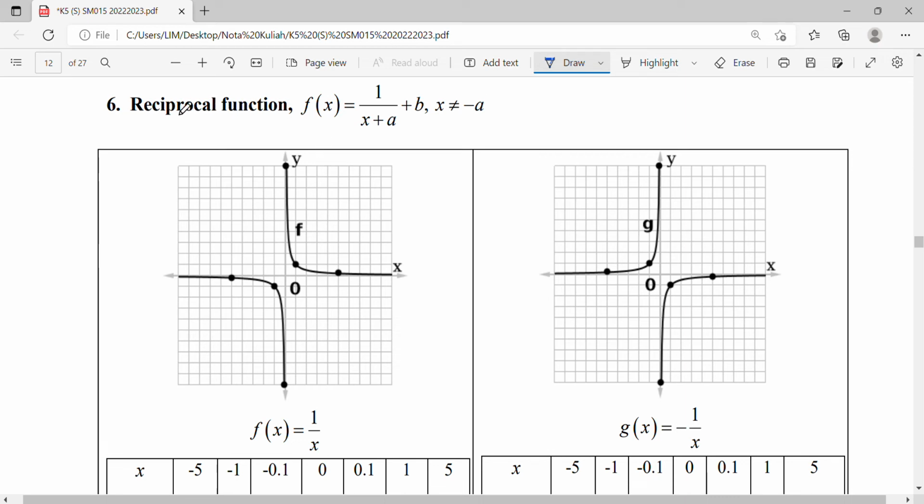Now we're looking at our reciprocal function, or I can call it a rational function. For a rational function, the formula will be 1 over x, so the x will be to the power of -1. All right, so how do we find the domain and range?